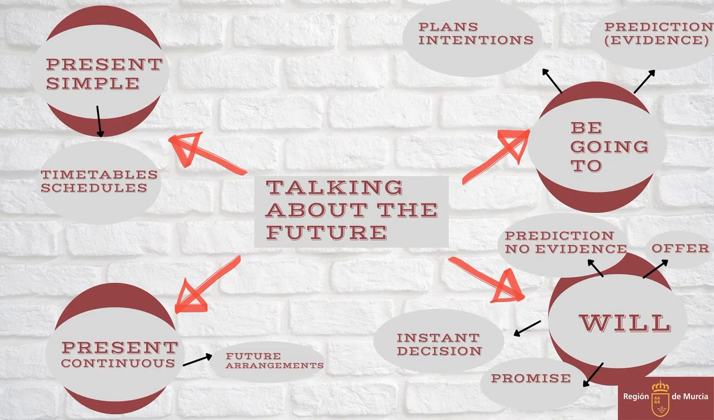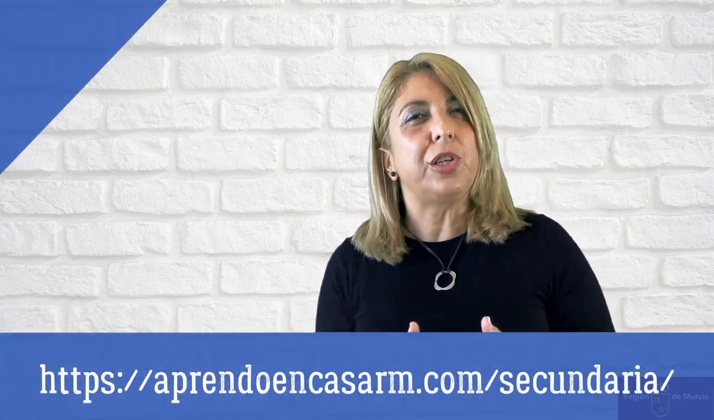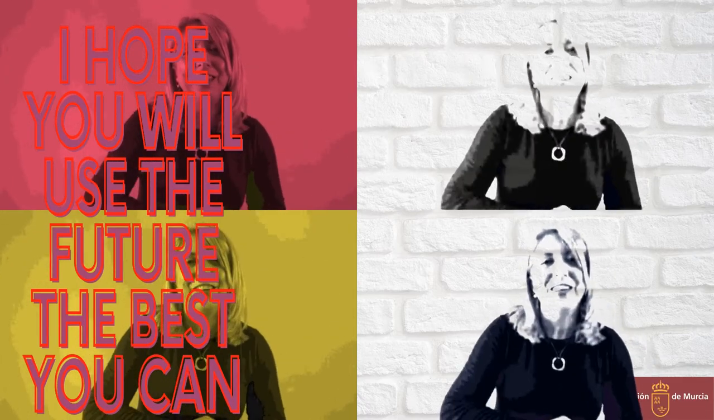Well, this is it. This has been an overview of the different tenses that you can use for expressing future. Have a look at this chart with the summary of the main points and a few more examples. There will be also material for using the future in our webpage, Aprendo en Casa, Región de Murcia. Don't feel discouraged with the use of future. You just need to get a lot of practice to internalize the use of future in a natural way. I hope you will use the future the best you can.